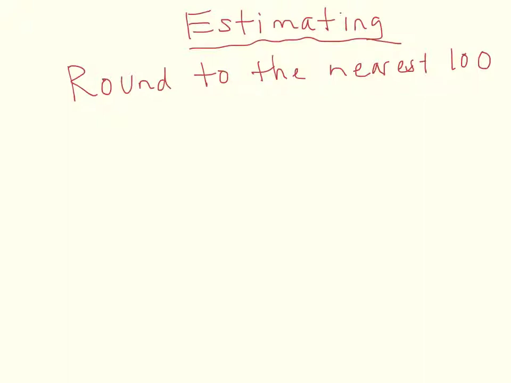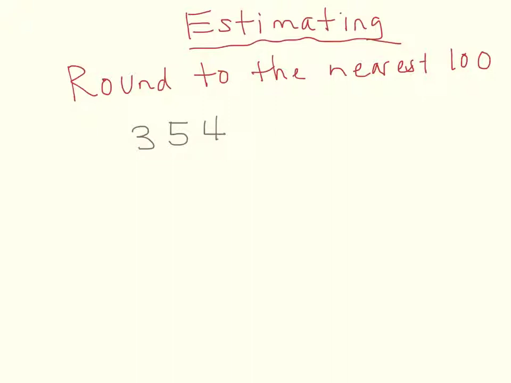So let's try this. We'll try numbers, say 354. Now we're going to round that to the nearest hundred. So here's how we do it. First of all, we look at the number. This is the number that we want to round it to. So it's going to be either 300 or it could go up to 400. Okay? So how do we know whether it goes up or down?